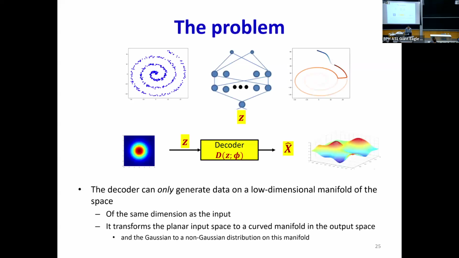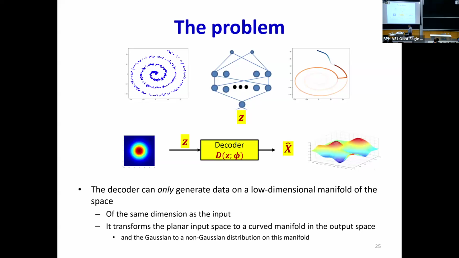But then the decoder has a constraint. It can only generate data on the low-dimensional manifold in the space. So here, for example, when I trained the decoder on the spiral, pretty much every single output that came out of the decoder lay on the spiral, except in the regions where the Z was unknown. But it still just represented a one-dimensional curve in the two-dimensional space. And pretty much all data that the decoder could generate was only on this curve.